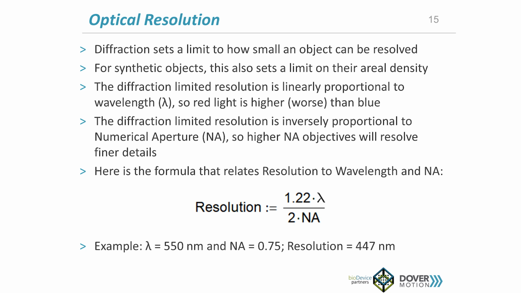For example, if you have a wavelength of 550 nanometers and a numerical aperture of 0.75, which is a pretty standard 20x microscope objective for fluorescence, your resultant resolution will be on the order of a half a micron.